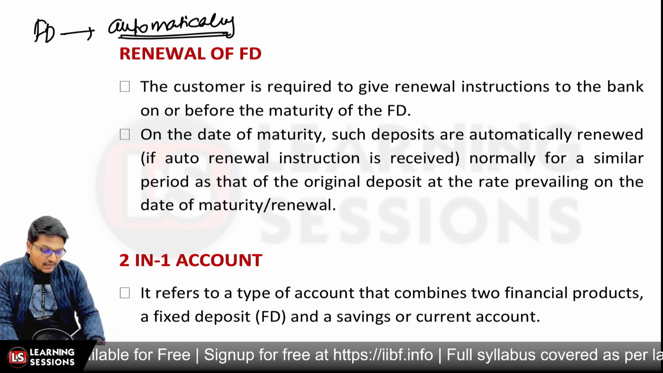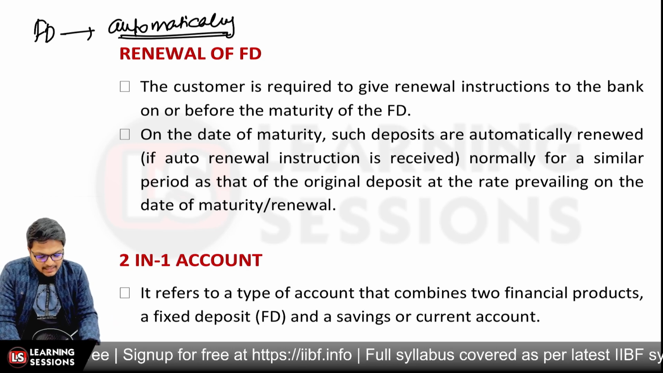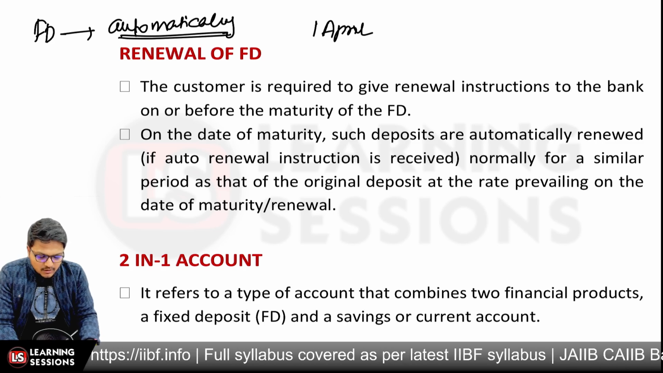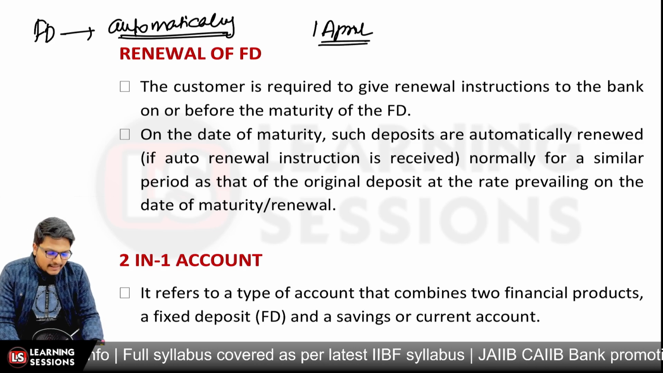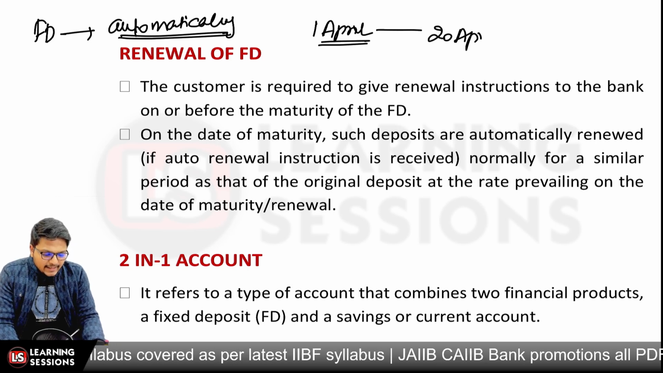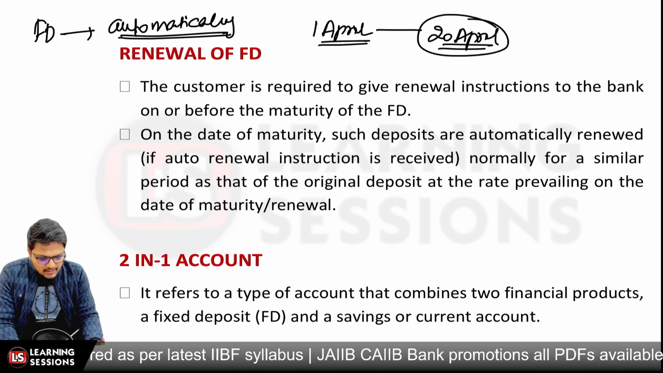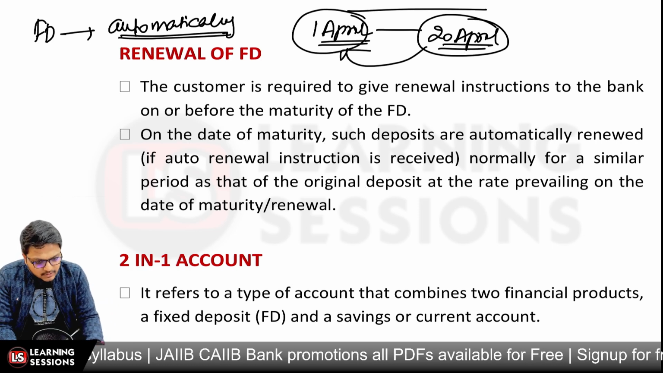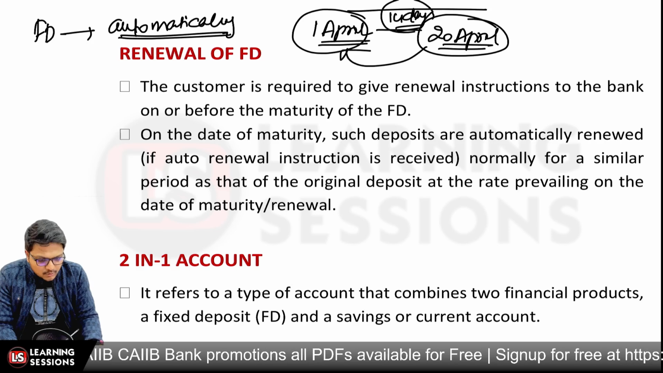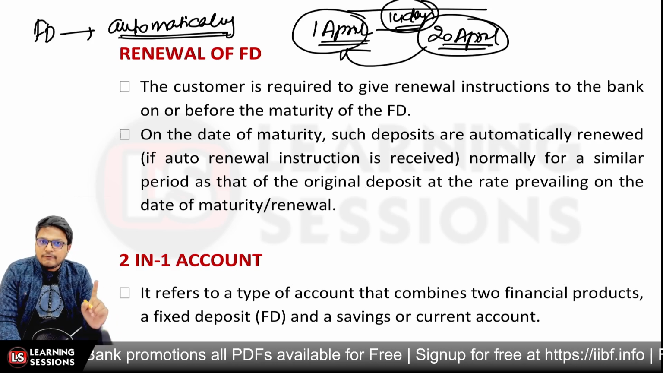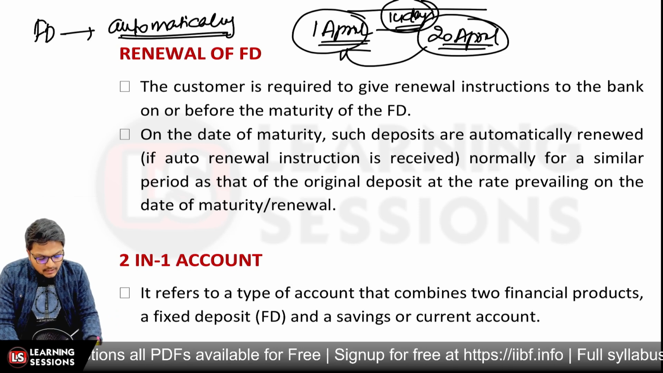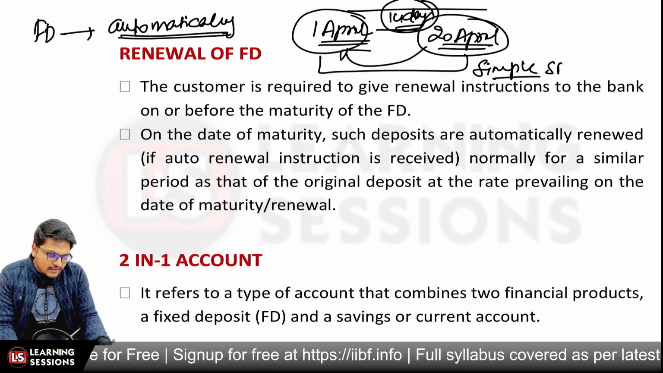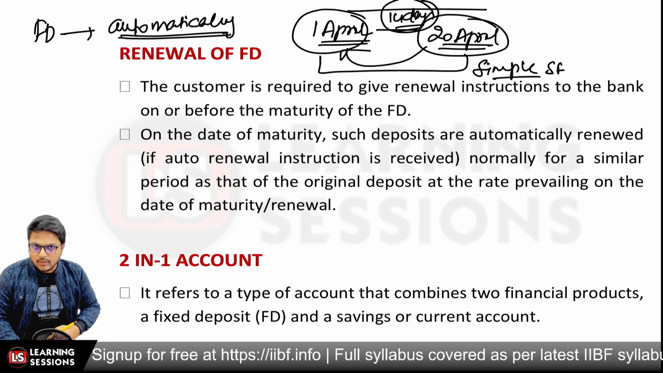And after the passage of 14 days, let's say your FDR was maturing on 1st of April and you never visited the bank up to 20th of April, after that the renewal cannot be done from the back date. A renewal can be done up to 14 days from the maturity date only, and not after that, right? And for this period you will be paid the simple saving fund interest only, right? So that's the case related to it, okay?